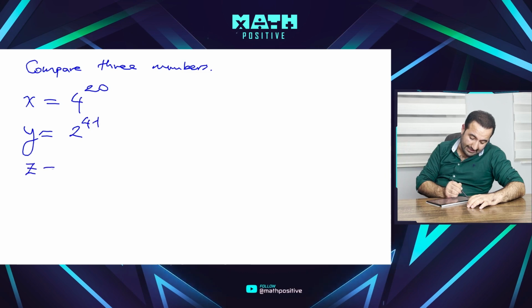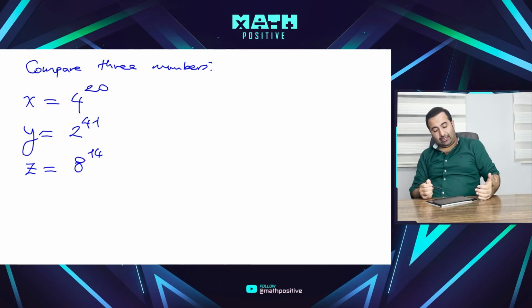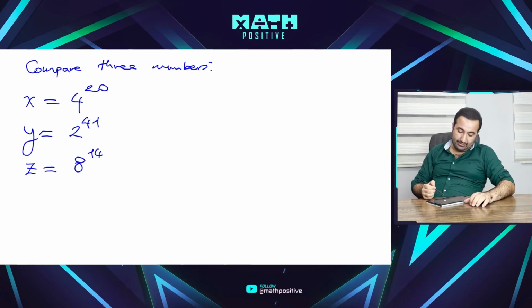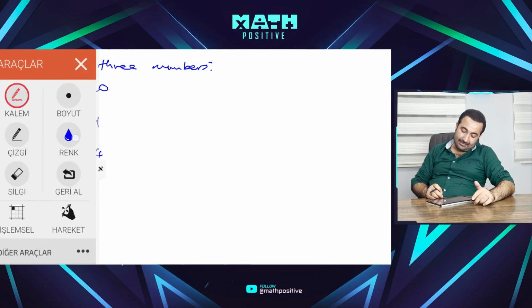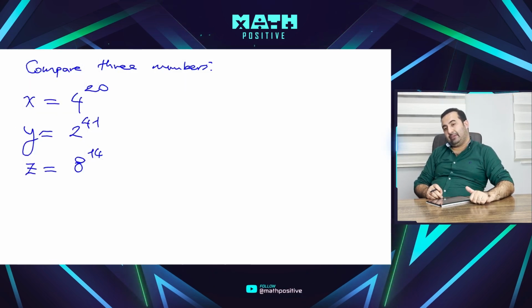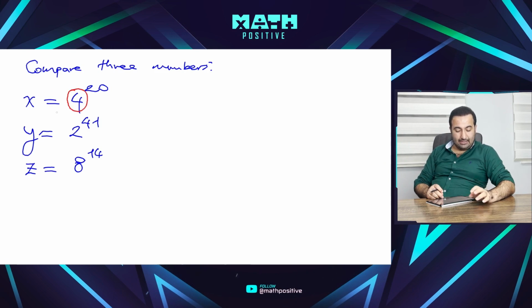The first one: x equals 4 to the power 20, y equals 2 to the power 41, z equals 8 to the power 14. We want to compare these three numbers, sort these three numbers. Our bases are different and our powers are different, so we have to do something. We have to reorganize these numbers using the power of a power rule.